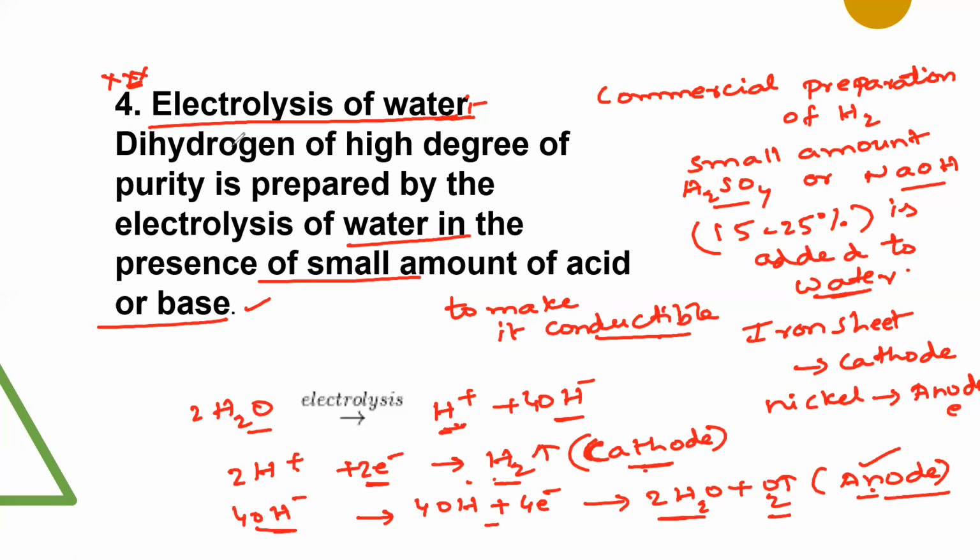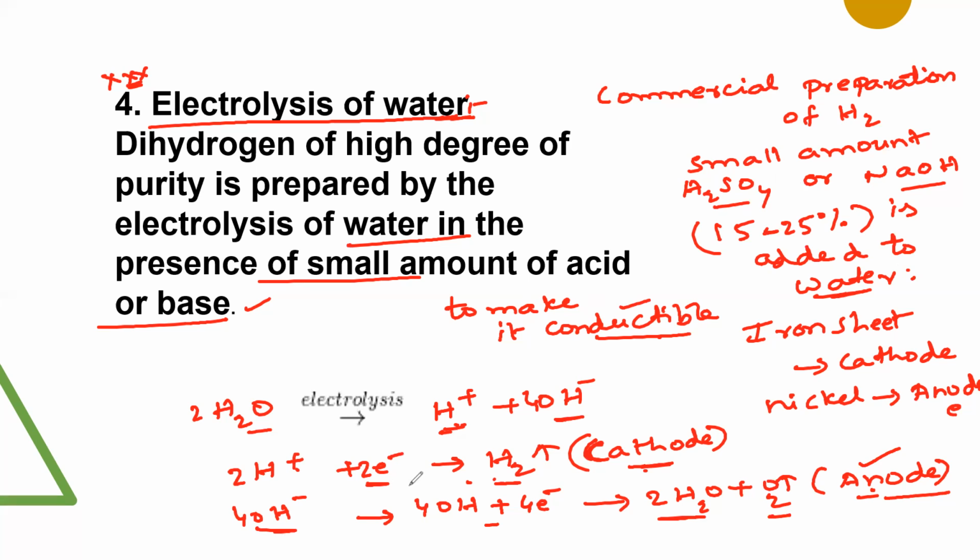Very, very important. Why is a small amount of acid or base added to the aqueous solution, that is water, for the electrolysis of water to prepare hydrogen gas? Because water is not conductible. So to make water a good conductor of electricity, we add a small amount of sulfuric acid or sodium hydroxide, a strong acid or strong alkali. Up to 15 to 25% is added to water to make it a good conductor of electricity, to make it conductible.